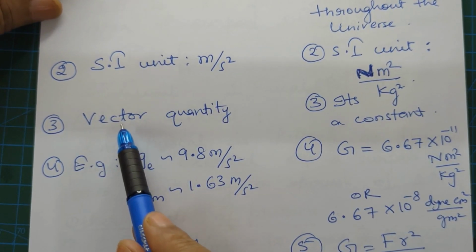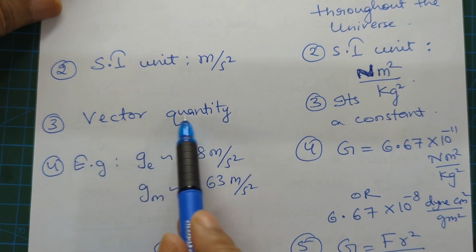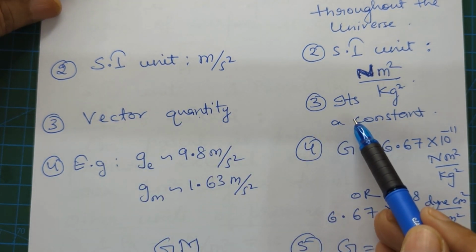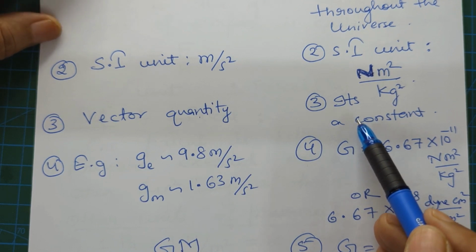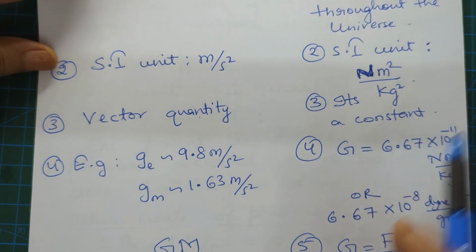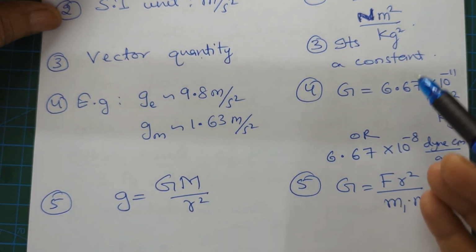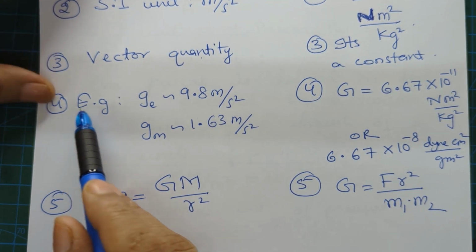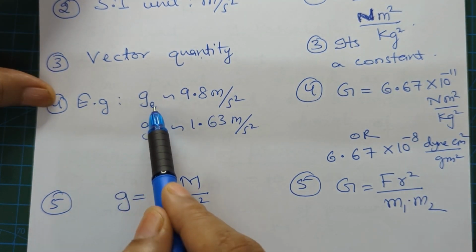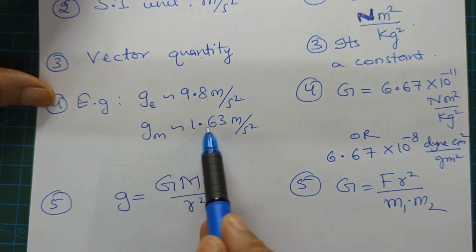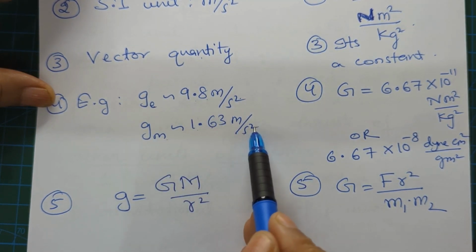Acceleration is a vector quantity, so acceleration due to gravity is also a vector quantity. The universal gravitational constant is a number. So numbers are actually magnitude. So it should be a scalar quantity because it has only magnitude. It is 6.67 into 10 to the power minus 11 Newton meter square per kilogram square. Acceleration due to gravity of Earth is 9.8 meter per second square approximately, of Moon 1.63 meter per second square approximately.